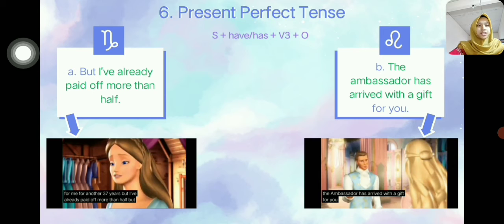Present perfect tense has the formula: subject plus have or has plus verb 3 plus object. The example sentence, number 1: "But I've already paid off more than half." I is the subject. Have already paid is have plus verb 3.